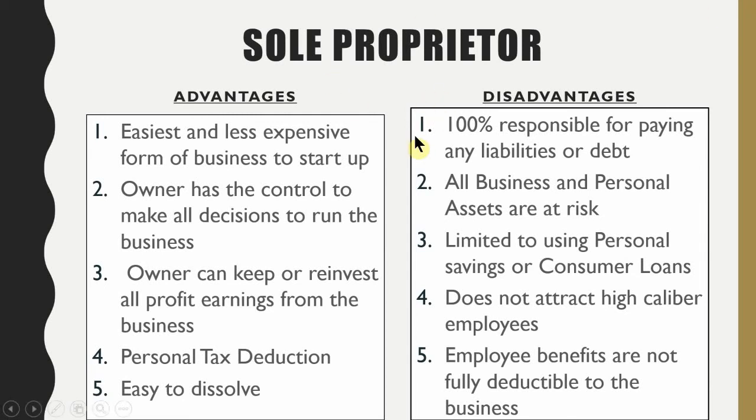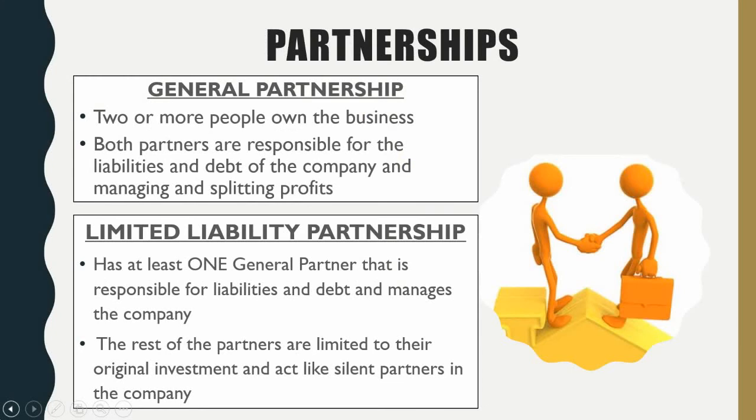All right. And now we're going to be moving on to partnerships. Now, there are two types of partnerships: a general partnership and a limited liability partnership. The first type of partnership is going to require at least two or more people. And when you're dealing with a general partnership, you are splitting the profits and ownership either in half, so 50-50, or depending on the ratio.